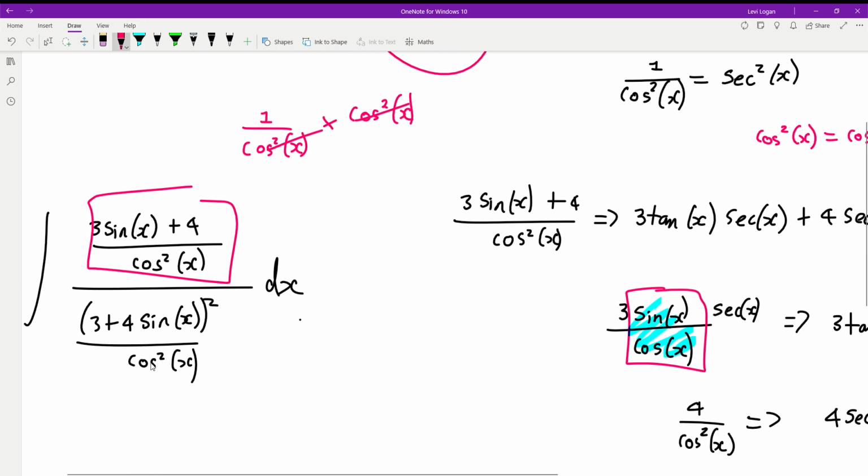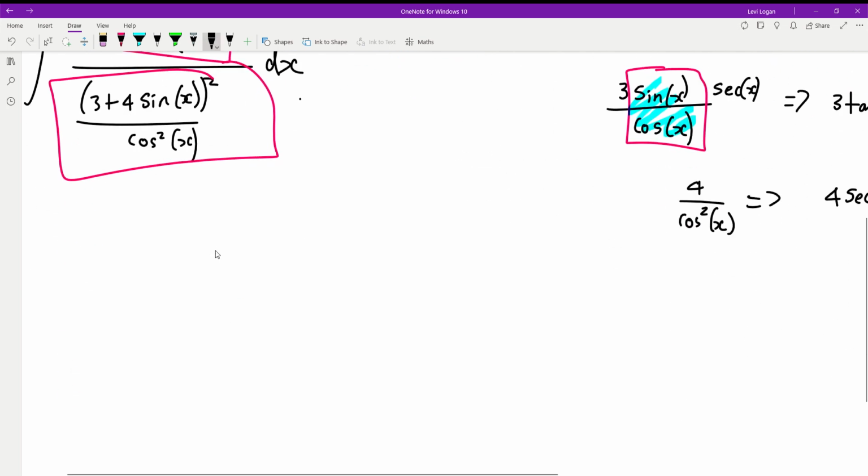So now we're going to look at this bottom statement here. So we have 3 plus 4 sin x, this is all squared, on cos squared.